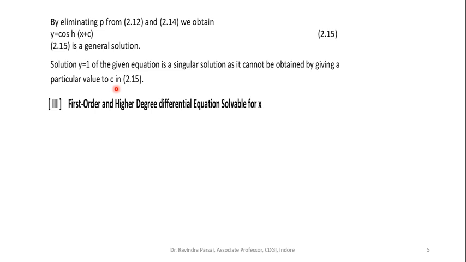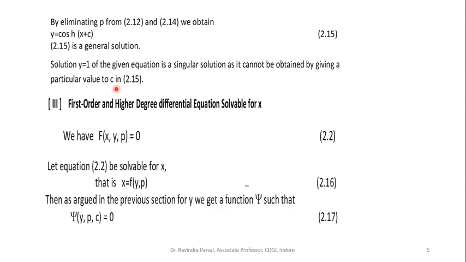So let me come to the next method, that is method number 3 of solving this category of problem, which we call equation solvable for x. That is, if you are able to express x as a function of the remaining variables, that is y and p. So let the equation 2.2 be solvable for x, that is x equal to some function of y comma p. Then, as I argued in the previous section for y, we get a function psi such that psi of y, p, c equal to 0.